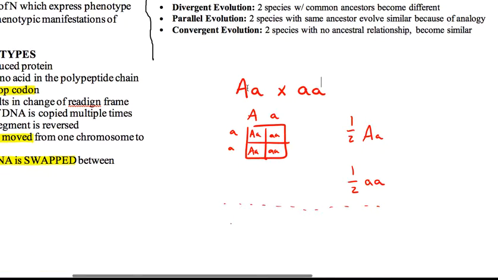This is an example of a cross. So heterozygous times homozygous recessive. You take one half will be Aa, and then one half will be aa. And you can go ahead and figure out what the ratios are.